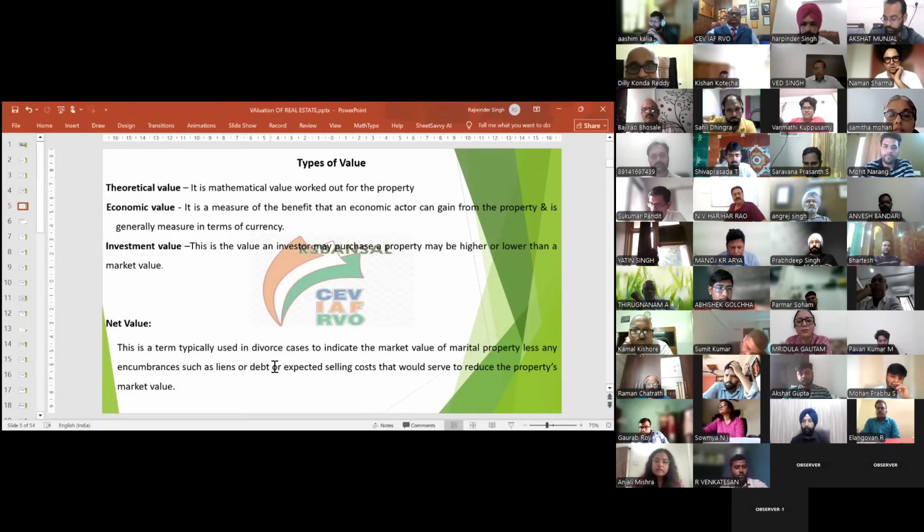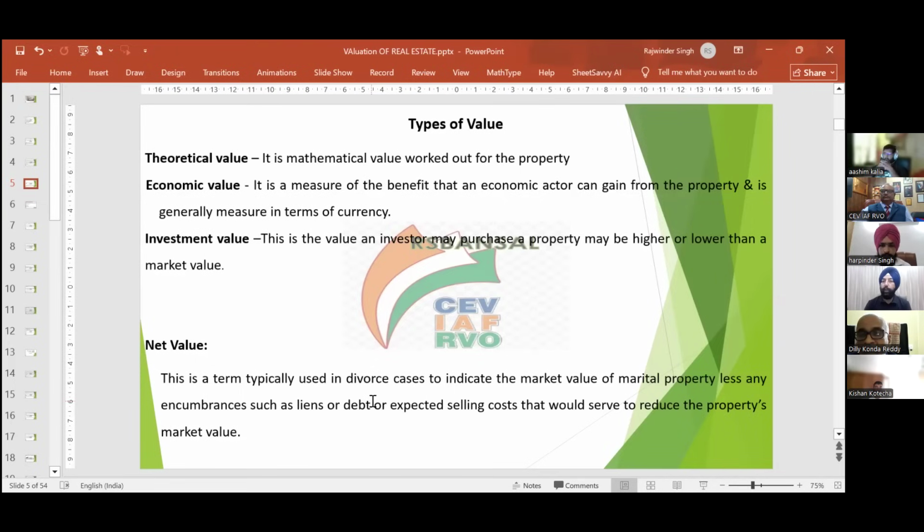Net value means actual value minus liabilities. Let us suppose the value of the property of the husband is 1 crore. But he has taken a loan of 40 lakh from the bank. Now the value of the property is 1 crore in the market, but he has already taken a loan of 40 lakh from the bank. So the remaining is 60 lakh. That is net value.